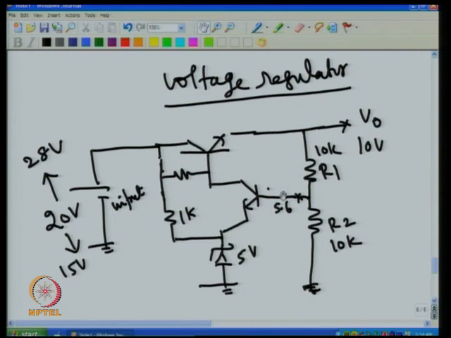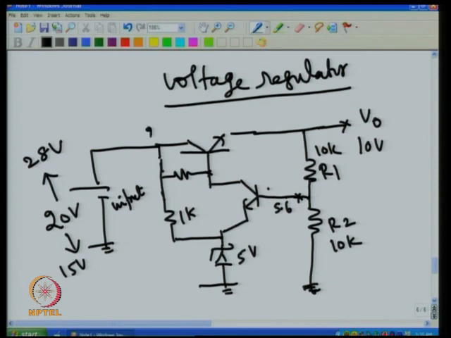If it goes more than 5.6, then what happens? This will conduct heavily. That current actually comes from here, because this cannot give any current. This current can flow here. So the heavy current will flow through this. If heavy current flows through this, there will be a heavy voltage drop across this. That will make this voltage decrease, because after all the voltage at this point is what you have.